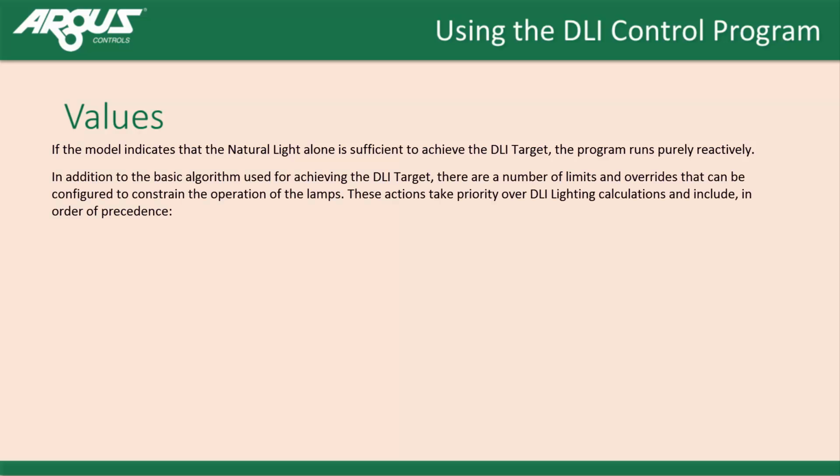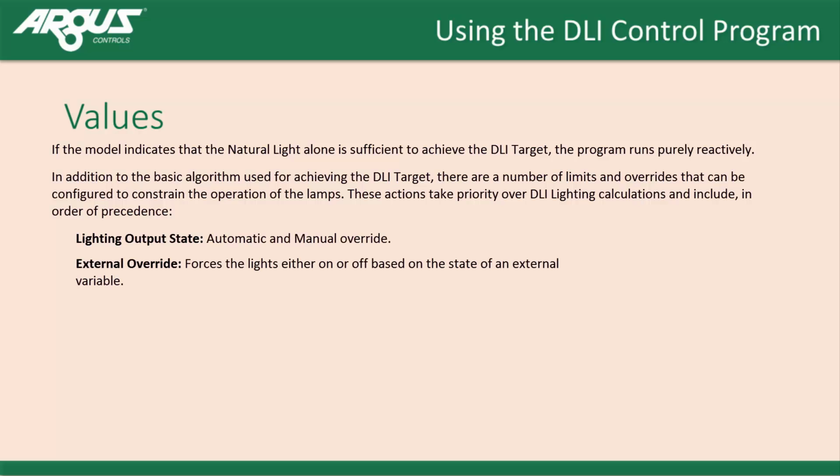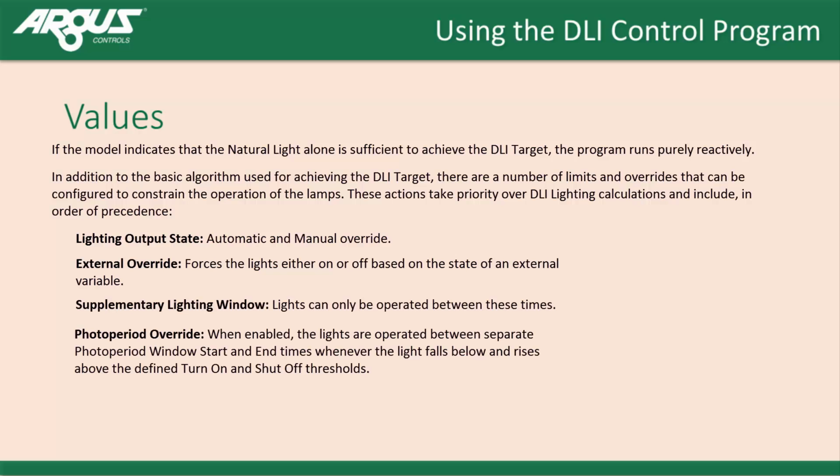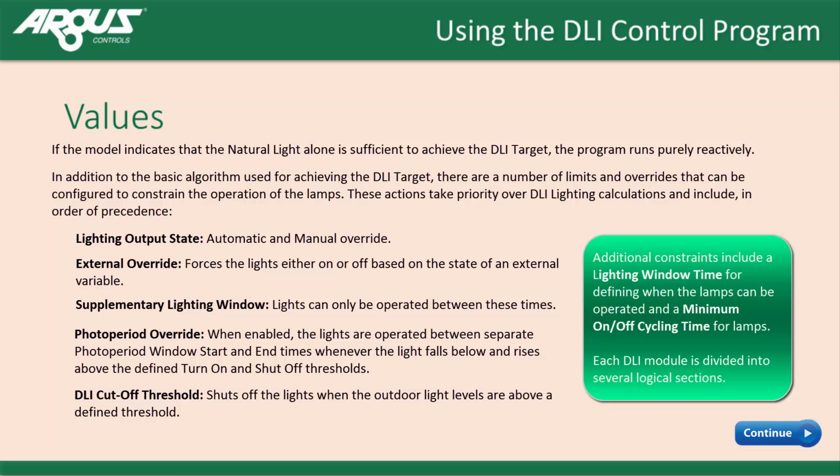In addition to the basic algorithm used for achieving the DLI target, there are a number of limits and overrides that can be configured to constrain the operation of the lamps. These actions take priority over DLI lighting calculations and include, in order of precedence, lighting output state, external override, supplementary lighting window, photo period override, DLI cutoff threshold.